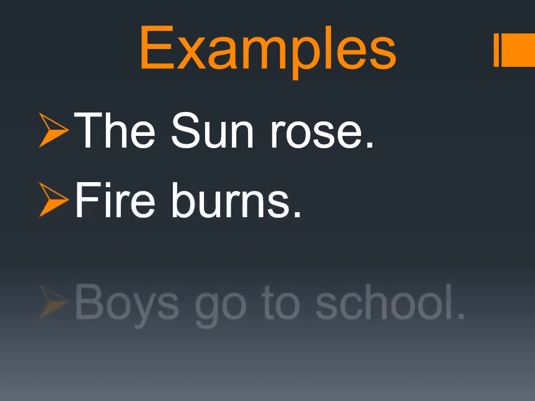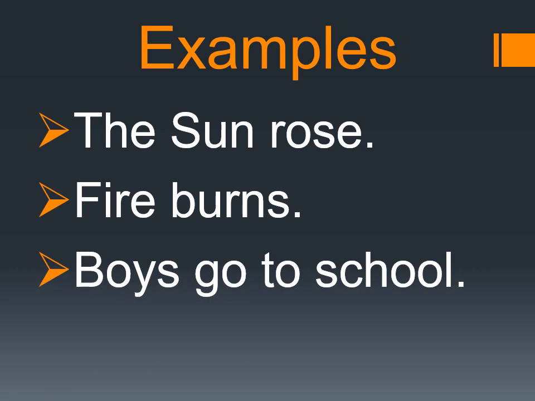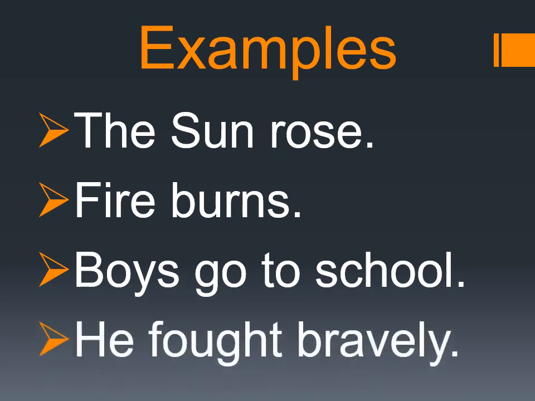Fire burns. Boys go to school. He fought bravely. Now in the third sentence, boys go where? Here we are getting the answer of where. So this is intransitive verb as there is no object. When we get the answer of what or whom after the verb, that particular verb has object. Here go does not have object. So this is intransitive verb. He fought bravely. He fought how? We are getting the answer of how. So this is intransitive verb.